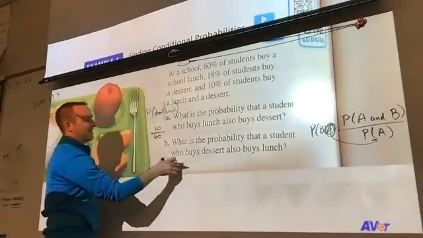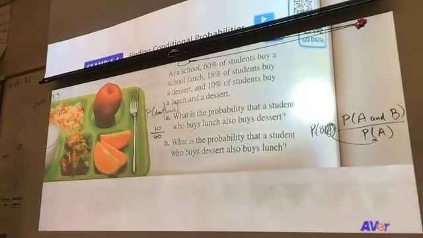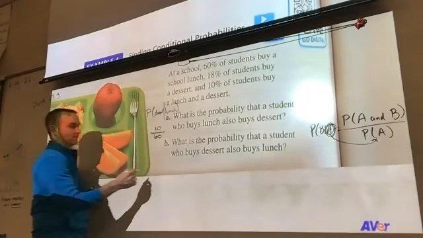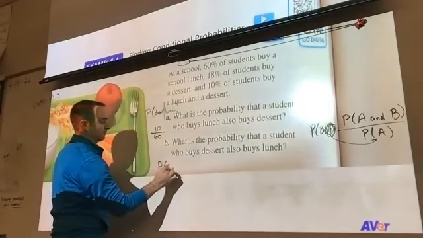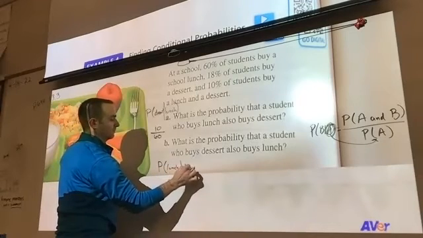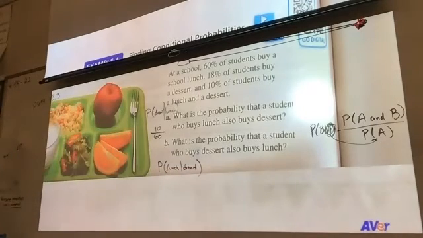Okay, I want you to work together, find that second one. This is different. What's the probability that a student who buys dessert also buys lunch? So it's just that flipped. The dessert total is 18. What is the probability that a student who buys dessert, which is 18, also buys lunch, which is 10?